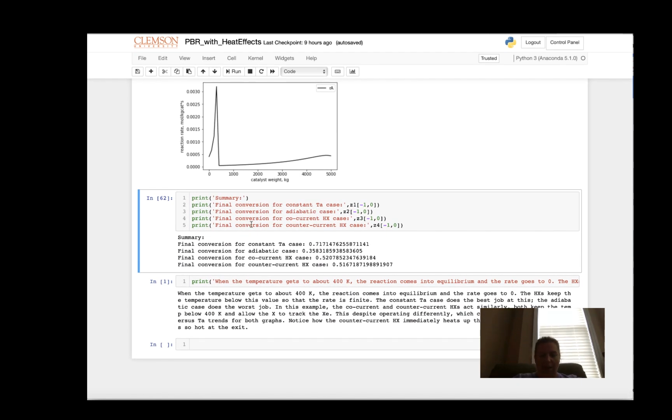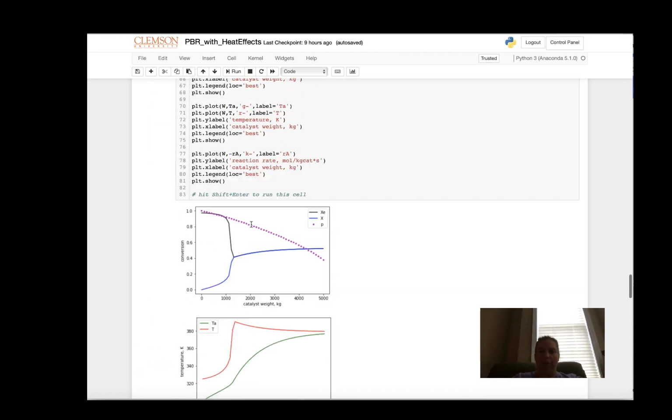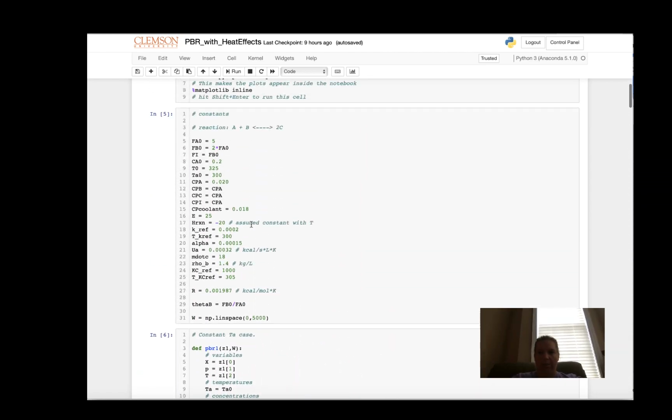So that is what I want to show for this example. Hopefully this serves as a good template for you.